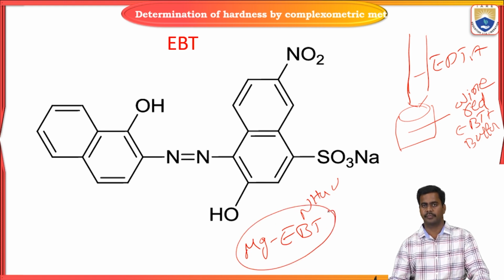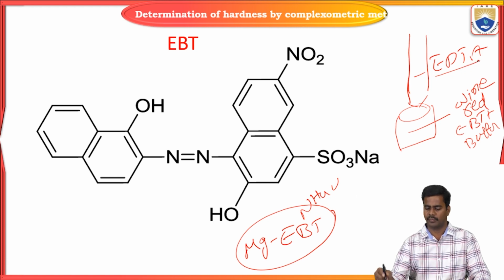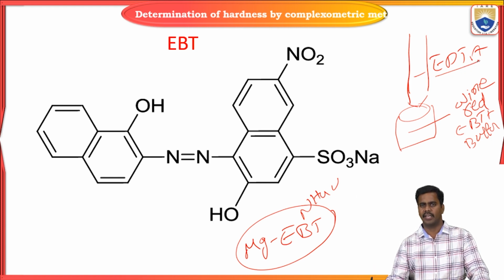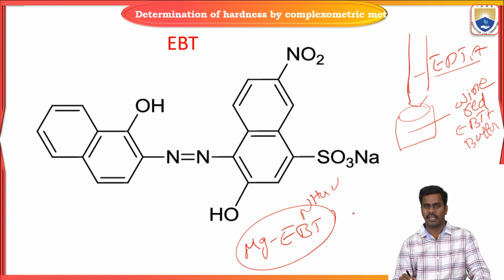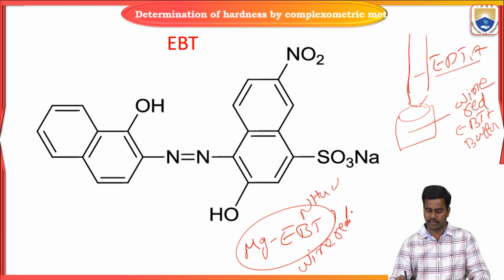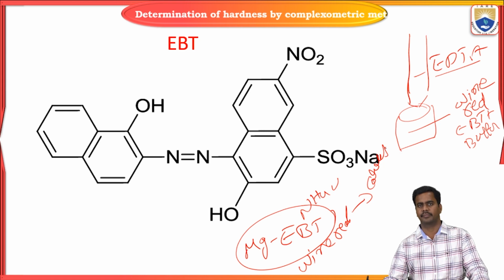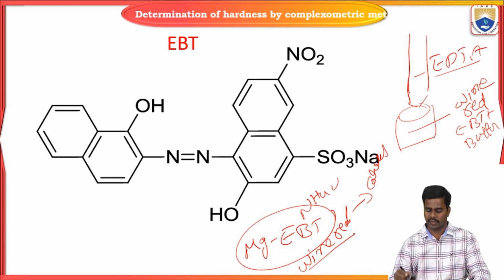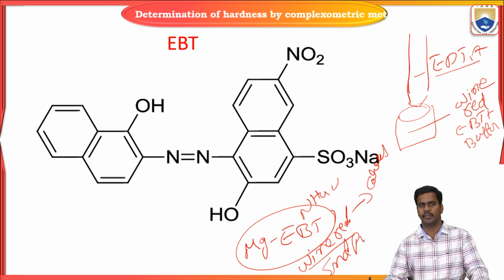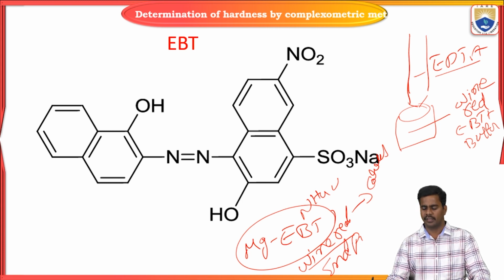And next, it is titrated with EDTA until the violet color is converted into colorless. That is the end point of the titration. The violet color complex is converted into a colorless complex. That is the end point of the titration.